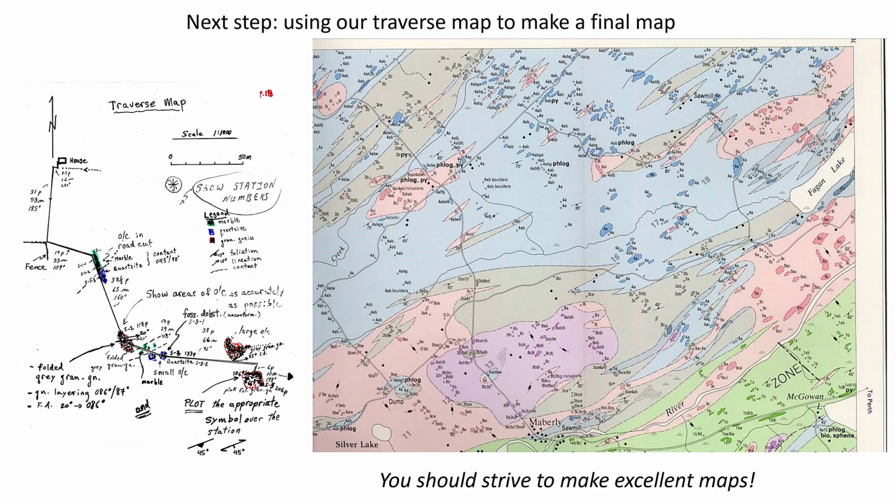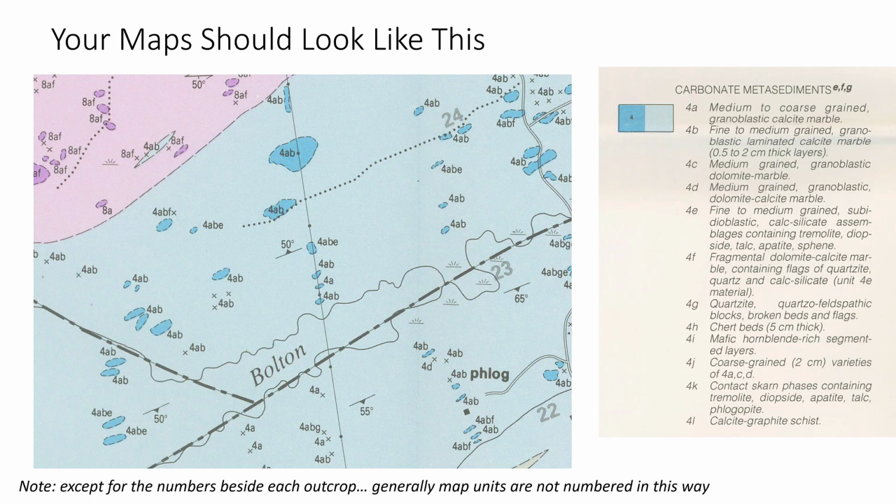Once we have our traverse map and we're back in the office, the next step is to use our traverse map and field notebooks to make a final map. Here's a nice example of what a final map would look like, and you should strive to make excellent looking maps like this one shown here. Zooming in a bit, your maps should look quite a lot like this, except for the numbers beside each outcrop, which is an older style of map convention. Generally, map units are not numbered in this way.